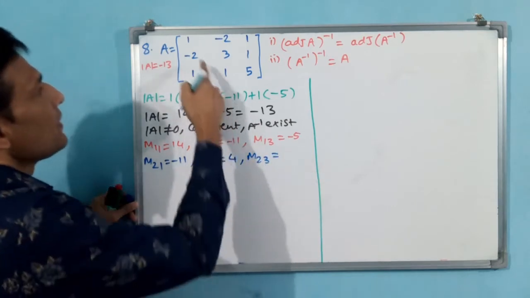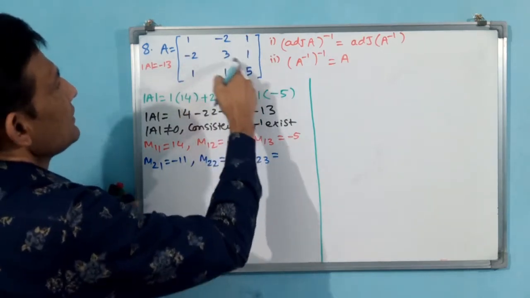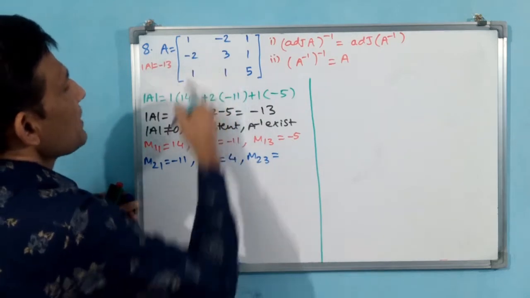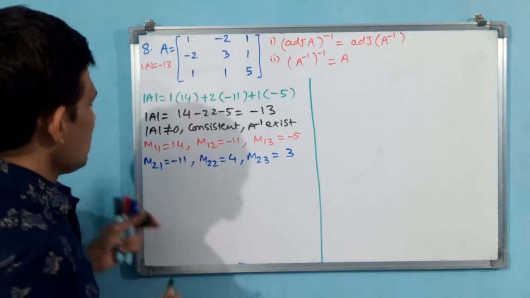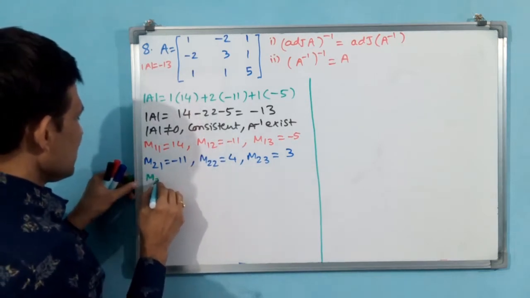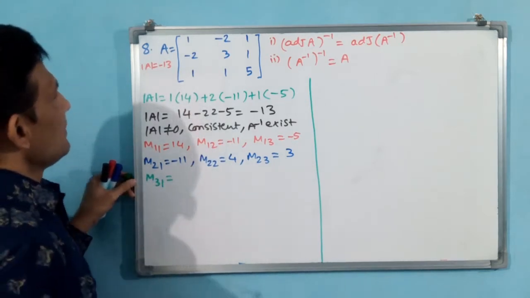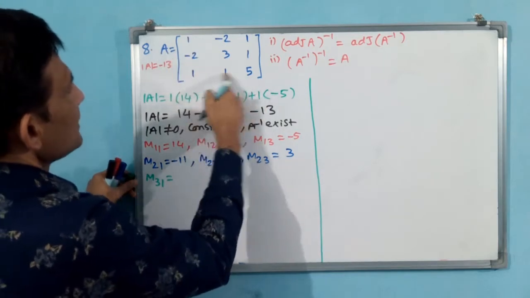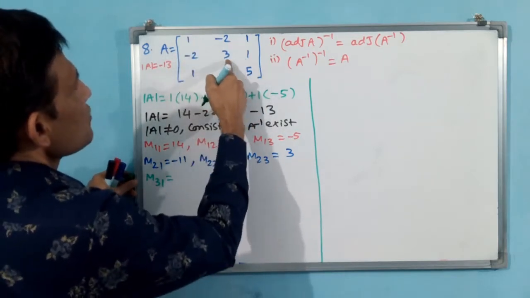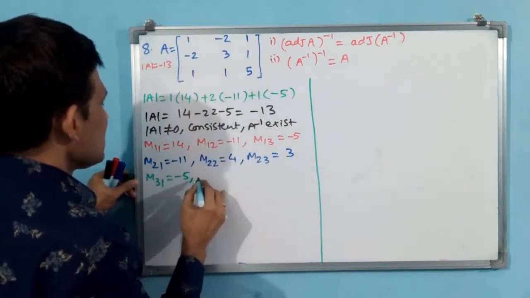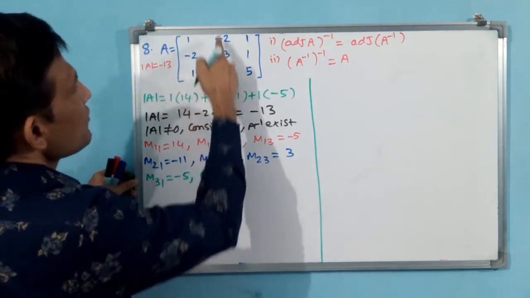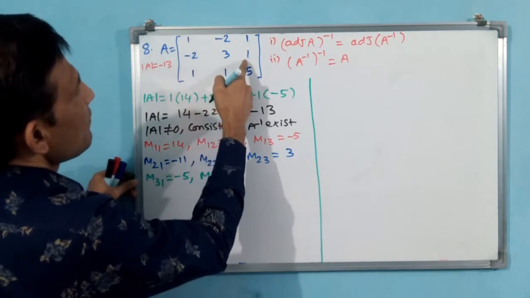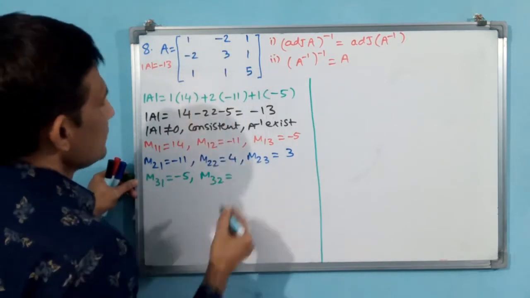M23, we are closing 1. If you close 1, 1 plus 2, 3. Okay, now take M31. M31 means 1 we are closing. If you close 1, minus 2, minus 3, minus 5. M32 means 1 we are closing. If you close 1, automatically 1 plus 2, 3.